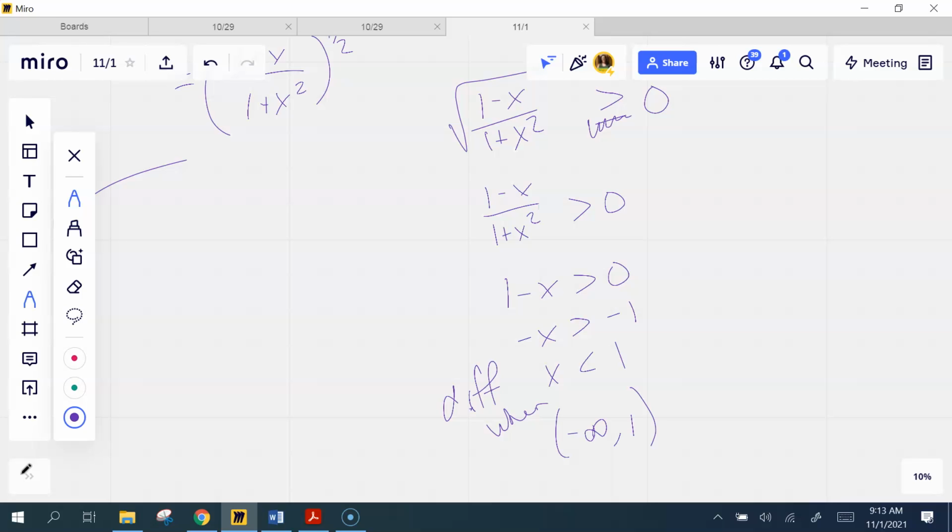Because anything negative under a radical is going to be imaginary, and if it's imaginary, it's not on the graph, so it can't be differentiable if it's not on the graph, right? No, it's not. What do you mean?